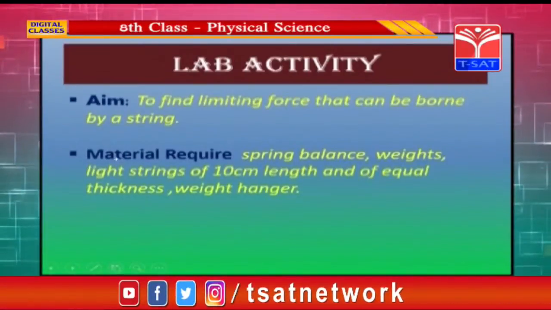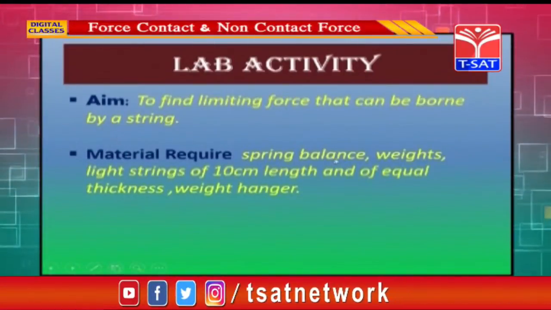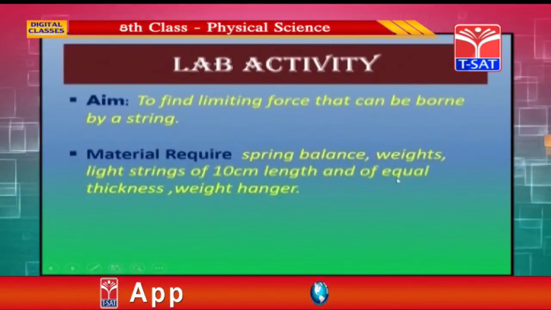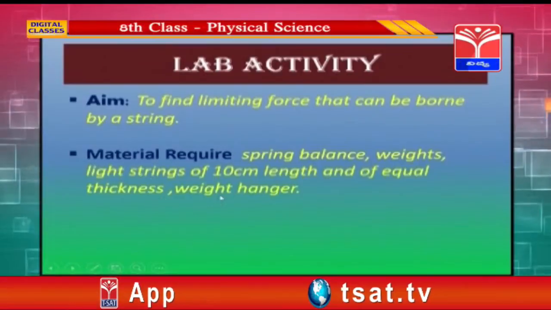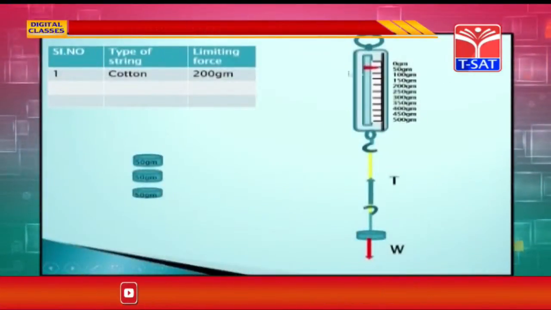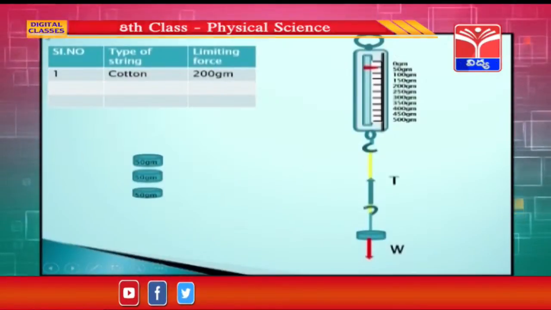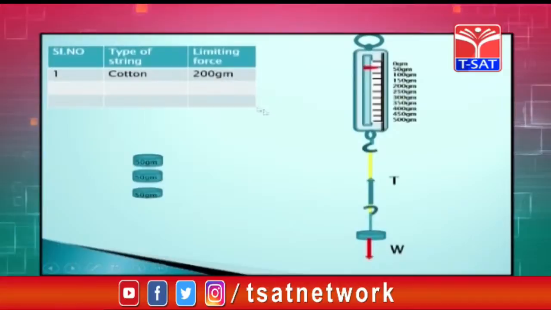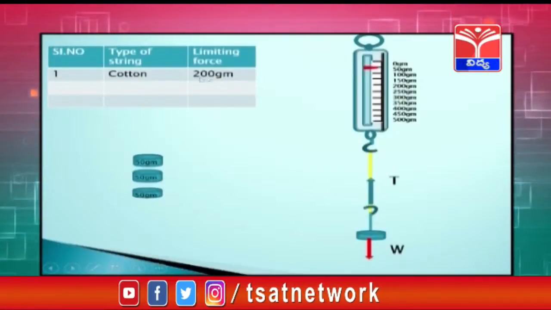For this we need some materials: a spring balance, weights, a light string of 10 cm length and of equal thickness, and a weight hanger. So this is the experimental setup, students. This is a table, children, you have to note it down. The weight at which the string breaks, you have to write here.